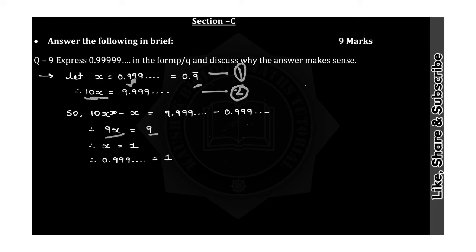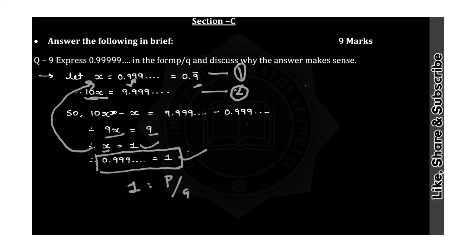Now here 9 from multiplication goes into division, and therefore 9 divided by 9 is equal to 1. That is the value of x, where initially we assumed x is equal to 0.999... So your final answer is that 0.999... can be expressed in the form p by q, that is 1. Here 1 is also considered p by q form, because if you consider denominator 1, then your answer is 1. Similarly, 2 by 2 is also 1, so it is a rational form. That means we can always say that 1 is also in the form of p by q.